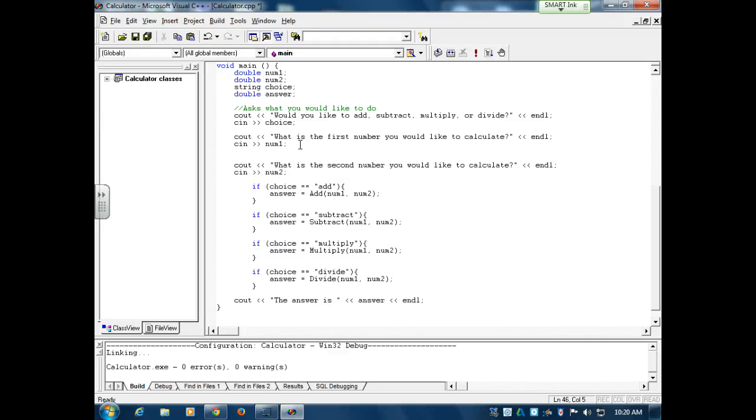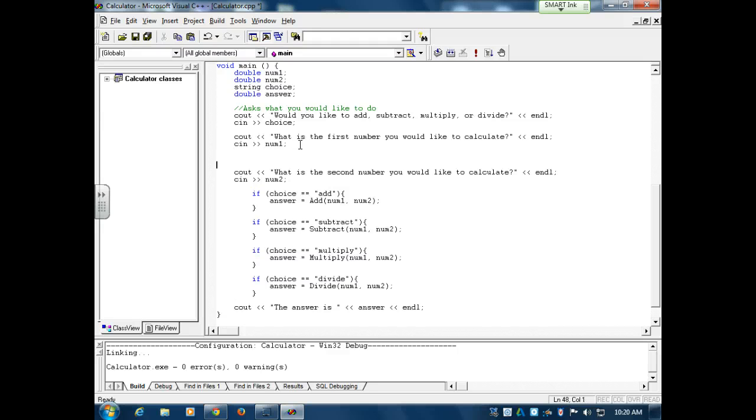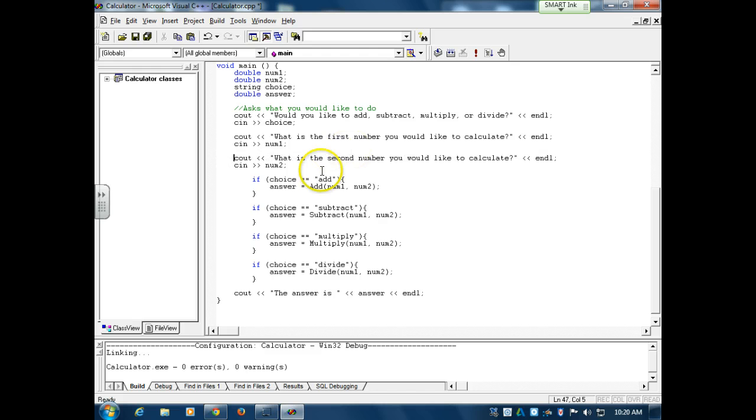Very good point, Mr. Smith. So I would just replace the first number you would like to calculate with numerator. What is the numerator? And then the second one would be denominator. What is the denominator? Of course, that presupposes a bit of knowledge on your audience, that they know what a numerator and denominator is. Yeah, that's a good point.